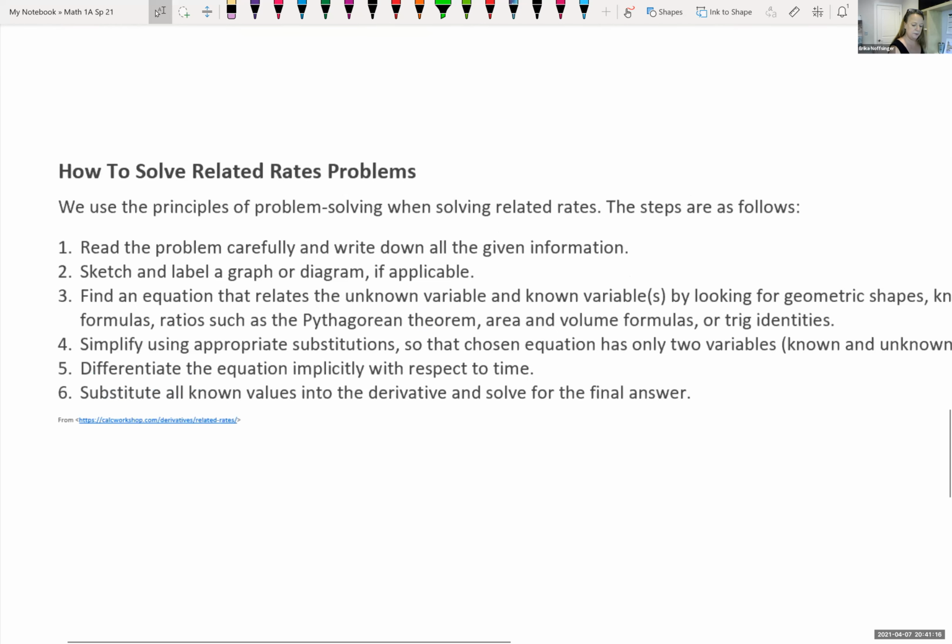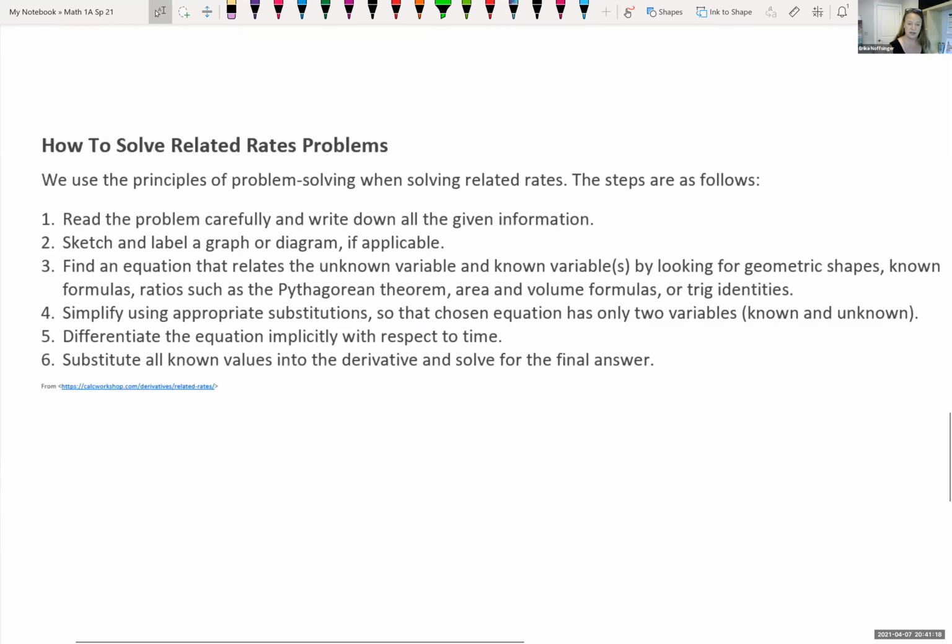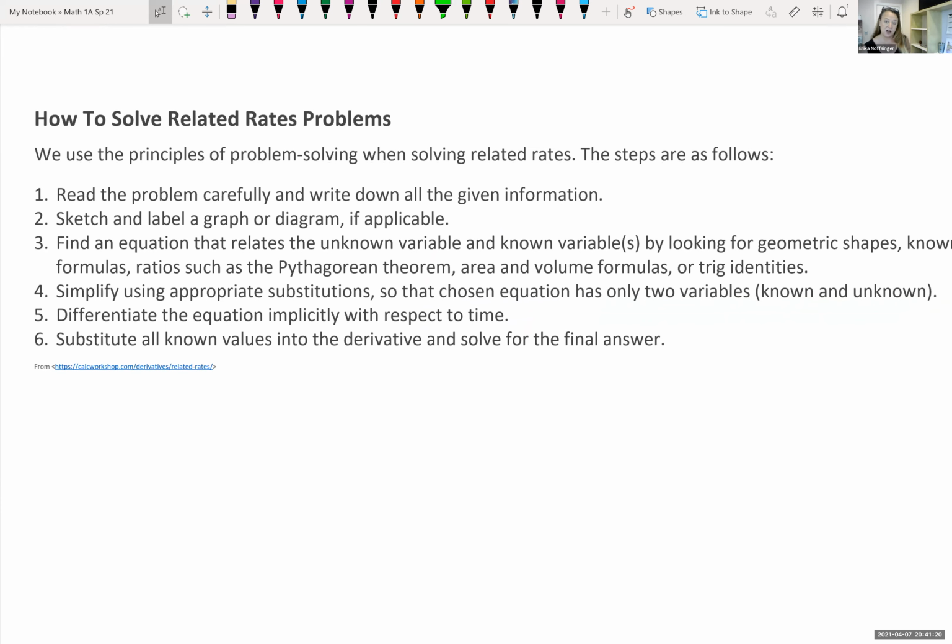Okay, so let's look at how we should be going about solving these related rates problems. Let's just read through this really quick. We use principles of problem solving when solving related rates. The steps are as follows.